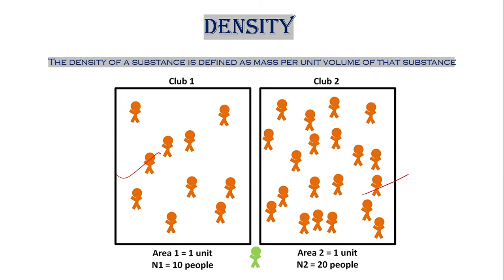The other example would be, suppose this is a dance floor in a club. The size is the same, in the same area. The number of people over here is half. There are 10 people here and there are 20 people here, so the density is higher over here. Club 2 is dense.